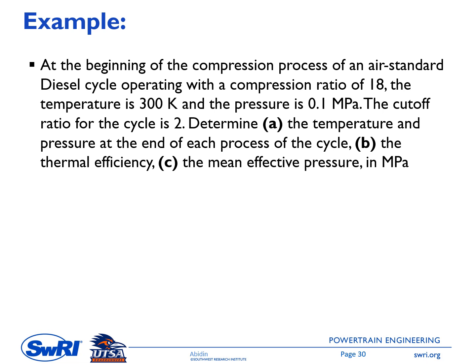The question: A, determine the temperature and pressure at the end of each process of the cycle. B is the thermal efficiency, and C is the mean effective pressure in megapascals. Let's have a look at the solution of this example.